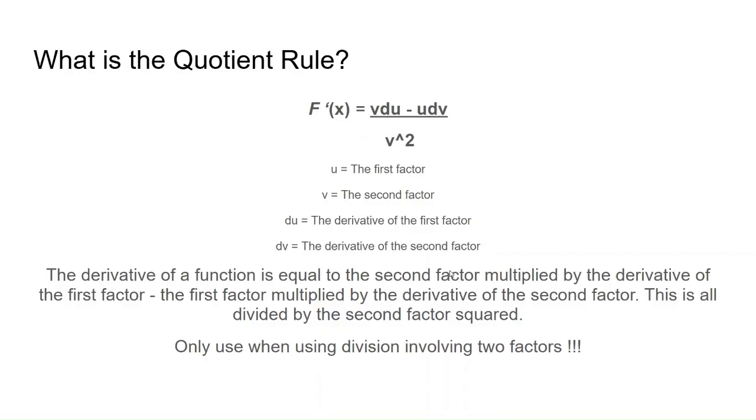And again, just going over what this equation means, the derivative of a function is equal to the second factor multiplied by the derivative of the first factor minus the first factor multiplied by the derivative of the second factor. And this is all over the second factor squared. And just a little disclaimer again, this is only used when using division involving two factors.